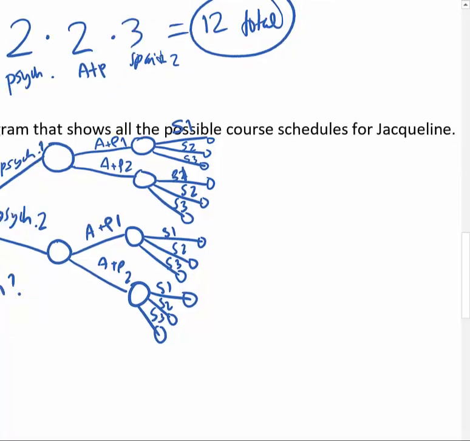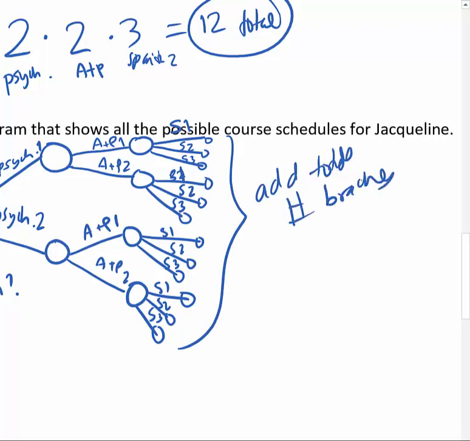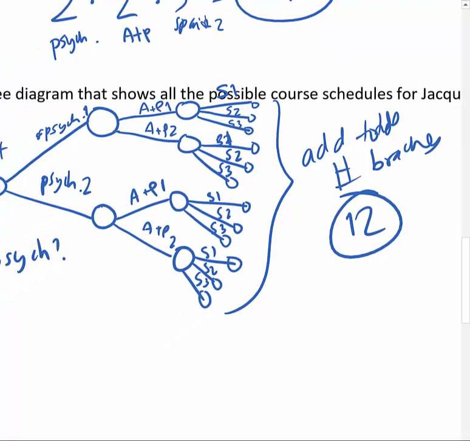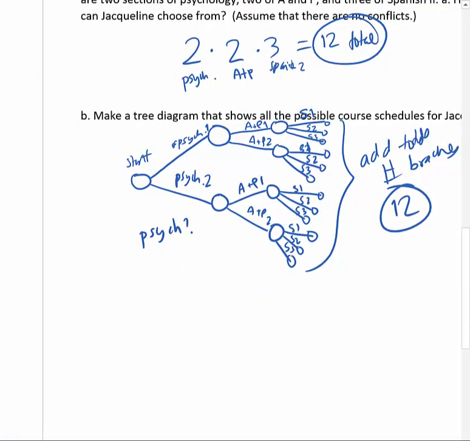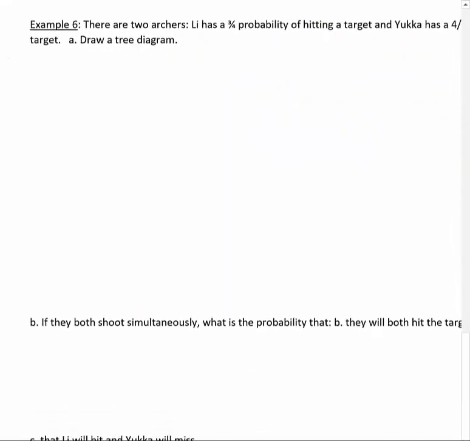Okay, so that was the last event, right? Or the last choice she had to make. So you can just add up the total number of branches you're left with. There are 12, I think. Anyway, so you could write it out like that with a tree diagram. That's why the multiplication rule is the way it is. It just kind of proves that that works.